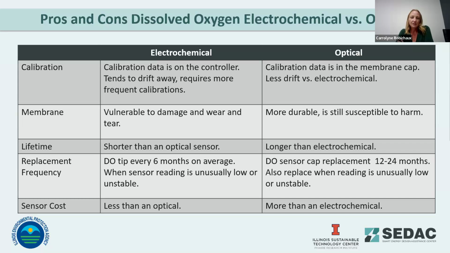So as far as calibration goes, on the optical sensors, the calibration data is stored in the cap itself. I could have showed you one. The cap itself has a chip inside it that communicates to the controller. So that is the replaceable consumable part, the membrane cap. As you're replacing that membrane cap, you put a new one in, the controller automatically knows that you have a new cap installed, and the calibration is stored there.